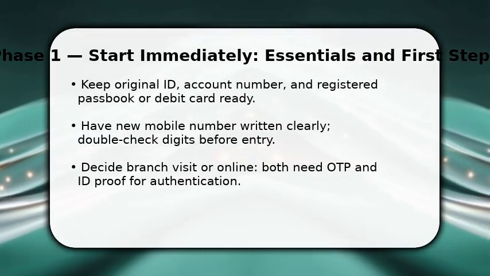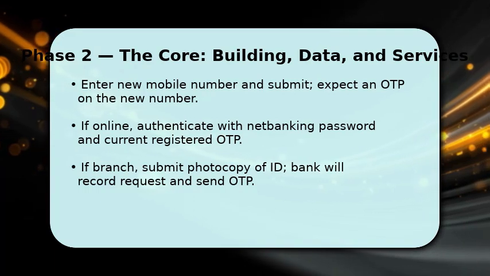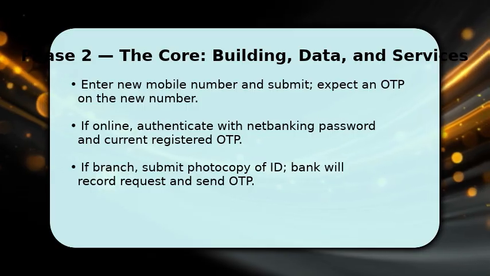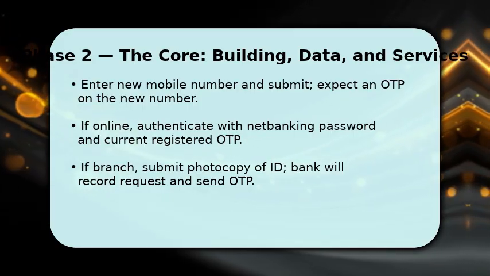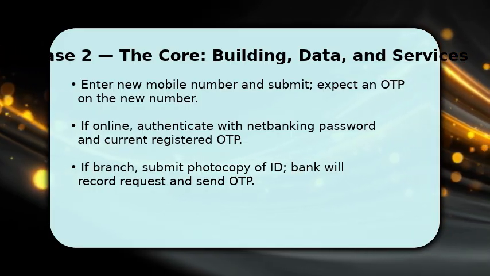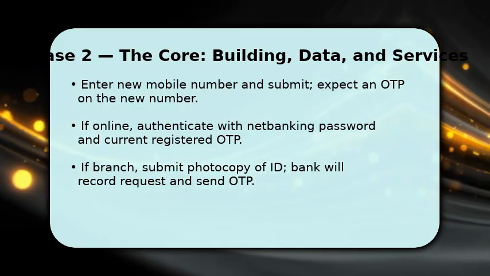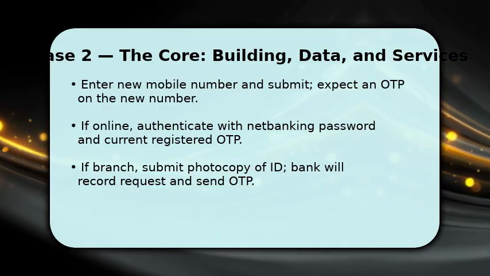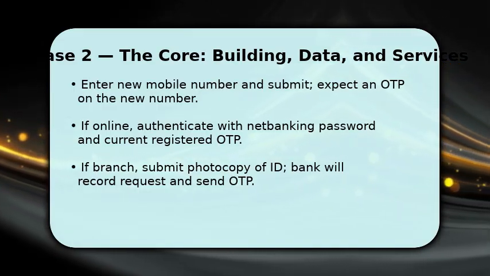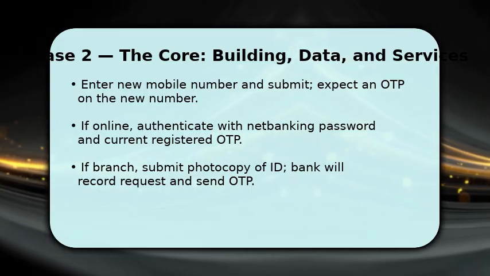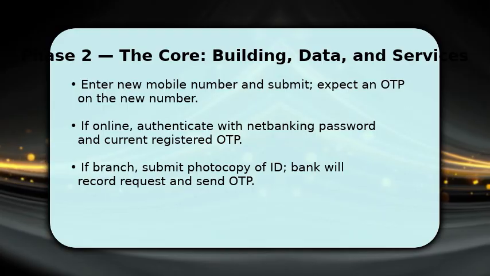Because of authentication, once you submit the new number, UCO Bank triggers multi-step verification to secure the change. If online, you'll receive an OTP on both old and new numbers. Enter both to prove control. If at the branch, the staff will verify your ID copy and send an OTP to confirm the new number. You will sign a form. This dual confirmation prevents fraud, so follow prompts exactly and keep both phones handy until confirmation completes.